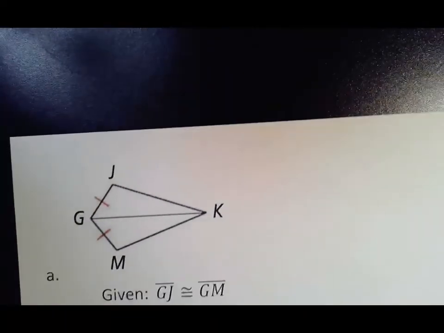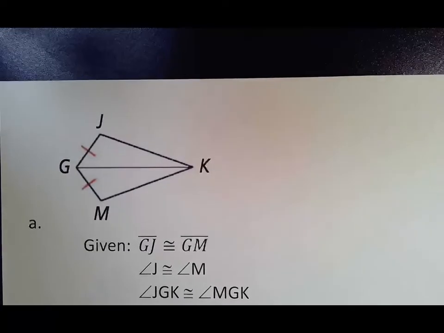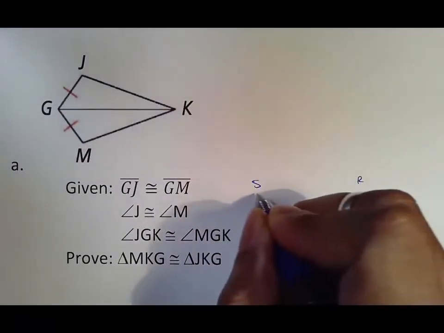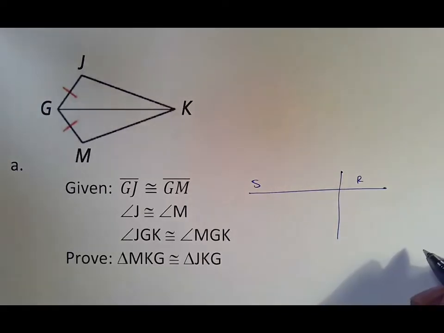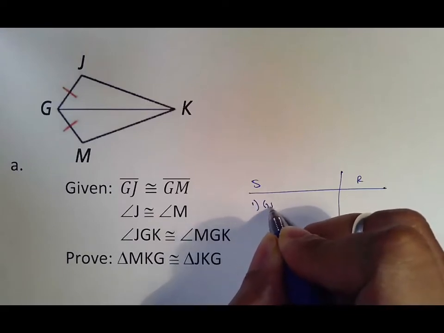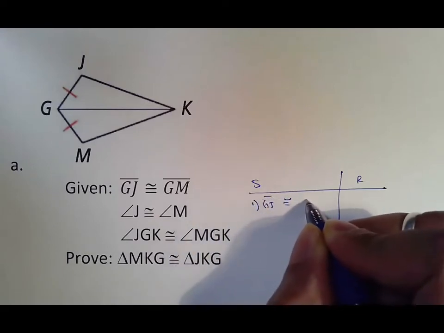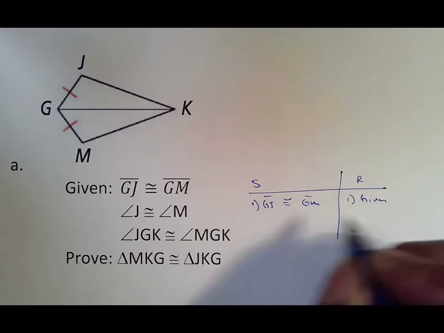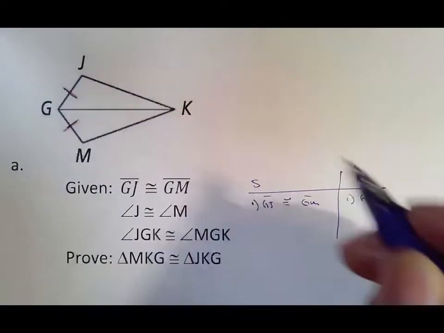So looking at the work for today, similar pictures, but again different things. We're going to look at a statement and a reason. I'm going to go over here. I think this is on the back side of your sheet. Outside of that, we're looking at GJ congruent to GM. That's given. That's already marked, so it's there.